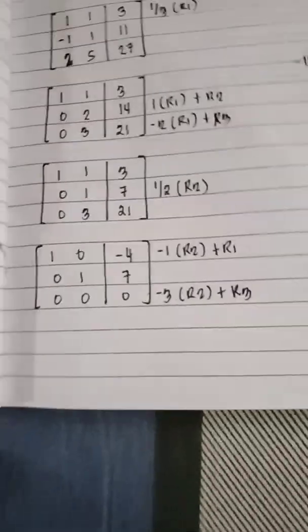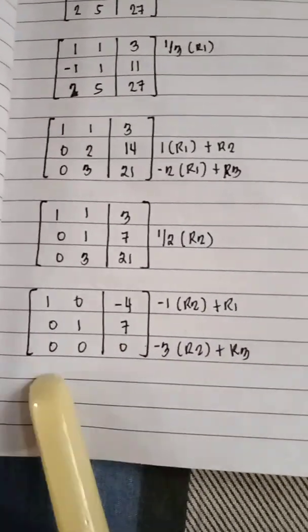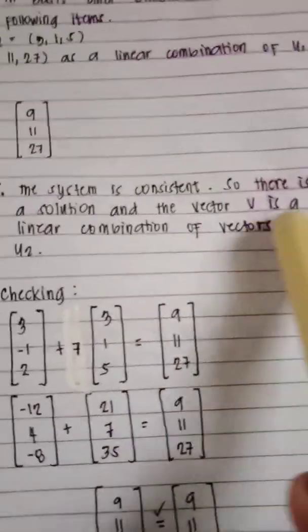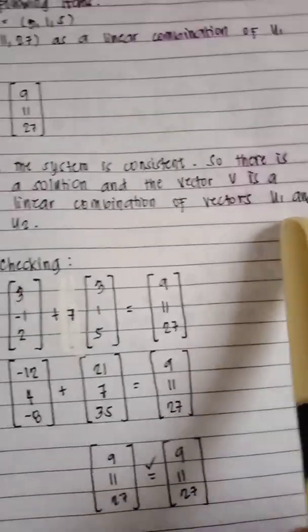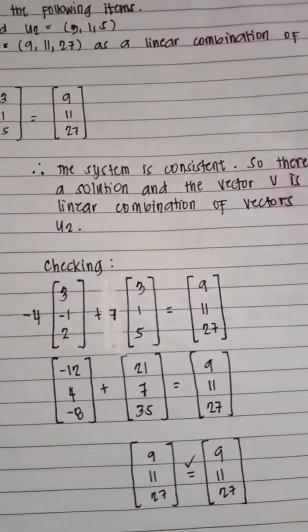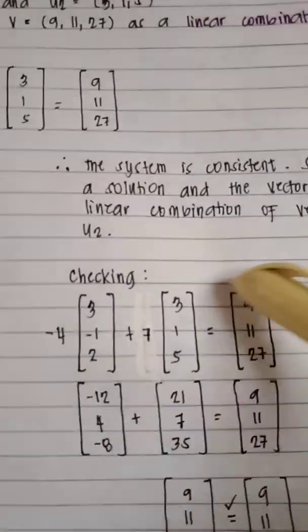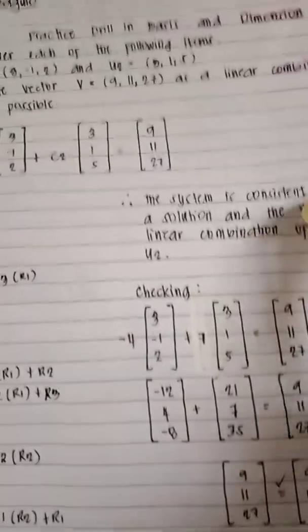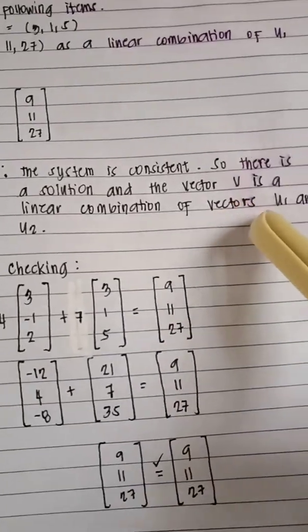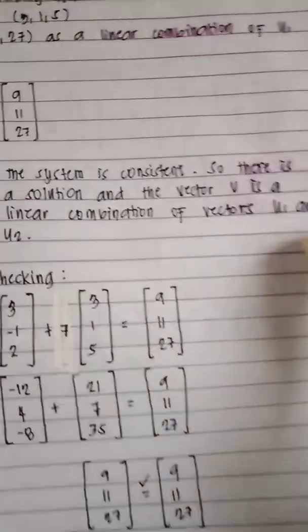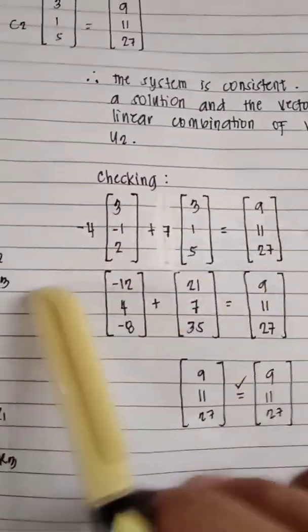Since row 3 is equal to 0, 0, 0, therefore the system is consistent. So there is a solution, and the vector v is a linear combination of vectors u sub 1 and u sub 2. In order to make sure that the vector v is a linear combination of u sub 1 and u sub 2, we will check this.